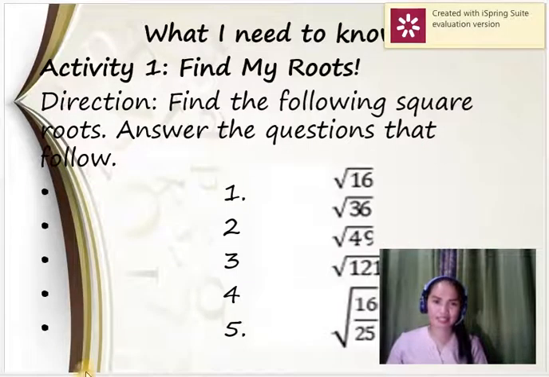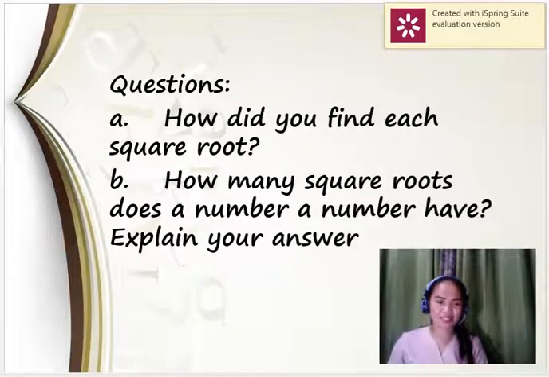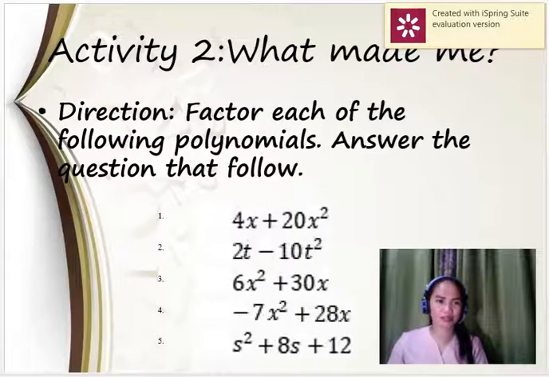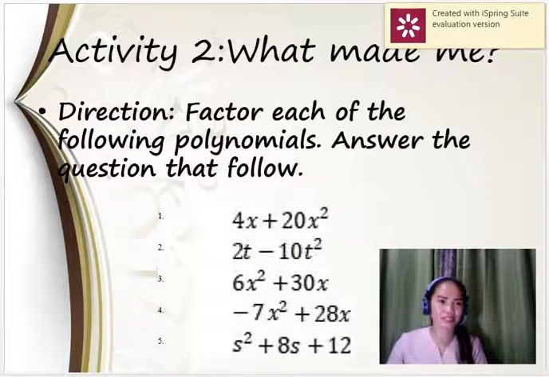Let's start with activity 1, Find My Roots. The direction: find the following square roots and answer the questions that follow. Then we have the next activity: factor each of the following polynomials and answer the questions that follow after this activity.